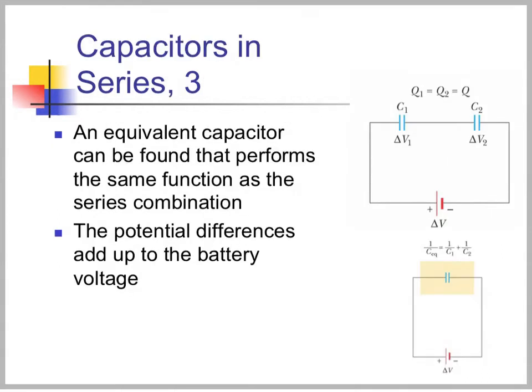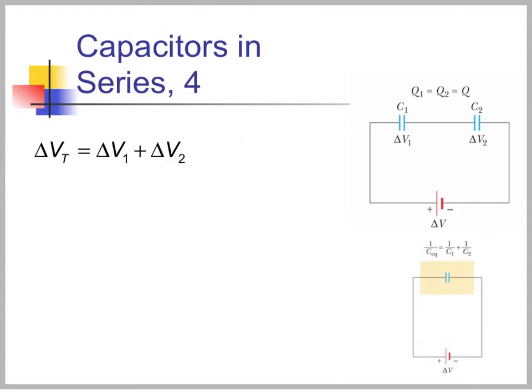The equivalent capacitor can still be found that performs the same function as the series combination. The potential differences in this case add up to the battery voltage. So I know I've got so much potential difference across the battery. If there's 10 volts here, and 4 volts here, there has to be 6 volts here, because the potential difference from this point to this point has got to be the same as across the battery. So I know that the total potential difference across the capacitors is equal to the sum of the potential differences across each one.